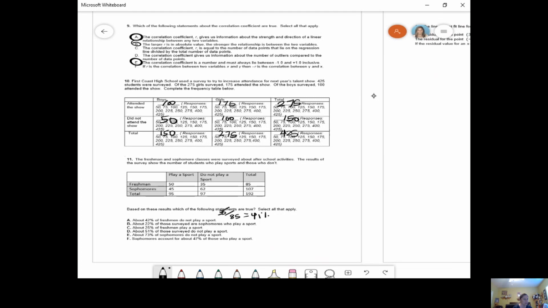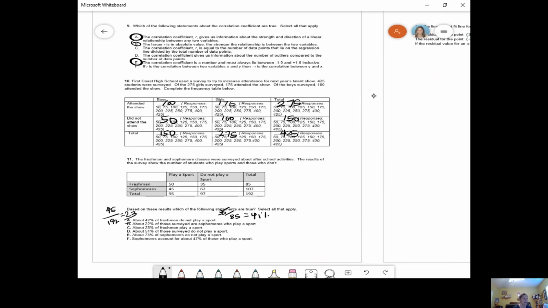All right, so 22% of those surveyed are sophomores who play a sport. So those that are surveyed, that would be 192, and sophomores who play a sport would be 45. And 45 divided by 192 is 23%. So A and B are out.